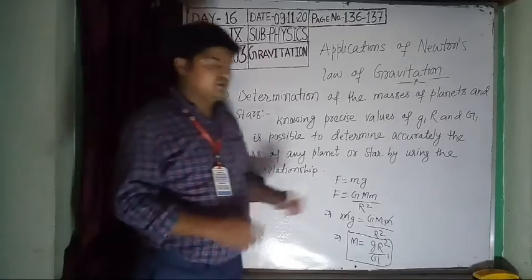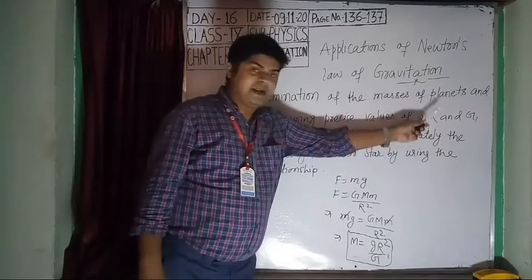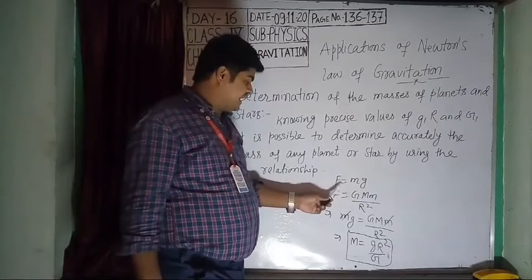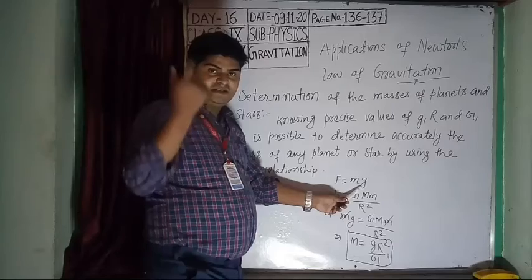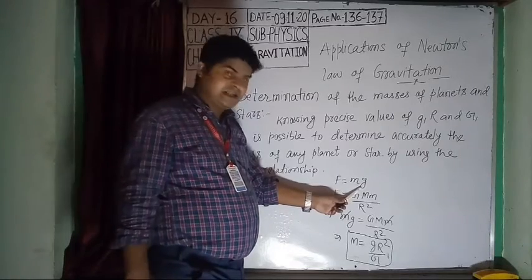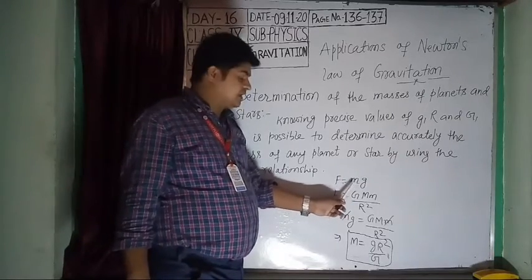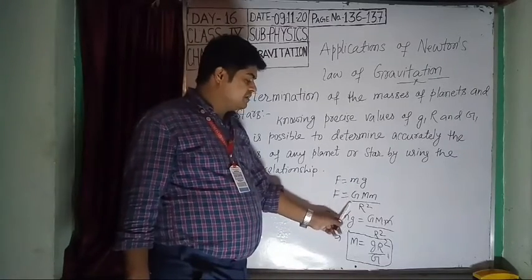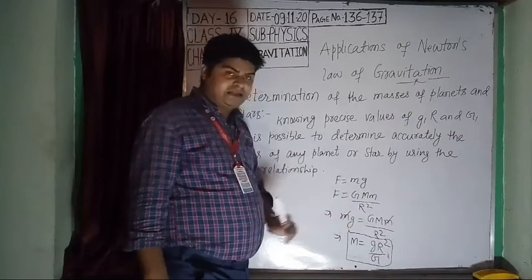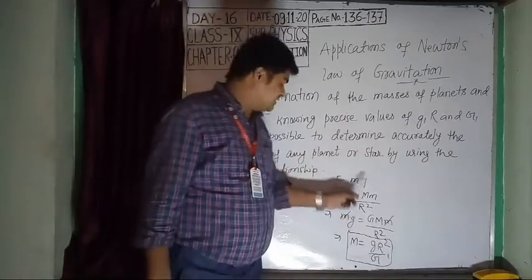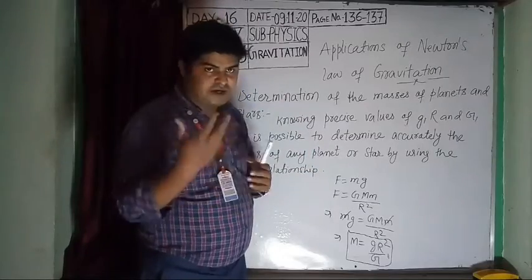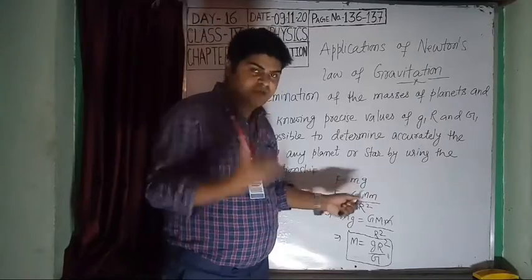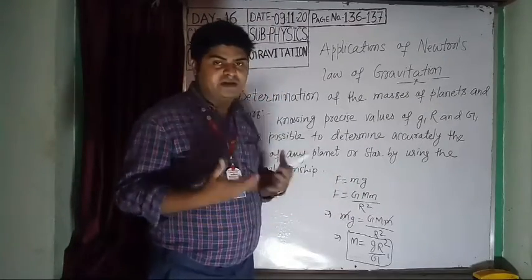When you know the values of small g, capital R and capital G, you will apply Newton's second law of motion, F is equal to ma. Here the acceleration is gravity in the vertical direction, so you will put F is equal to mg. The second equation, gravitational force, is F is equal to GMm by r square. Small m is the mass of any object on Jupiter. Suppose you want to know the mass of Jupiter, then you will take the mass of any object on Jupiter, 1 kg, 2 kg, anything.